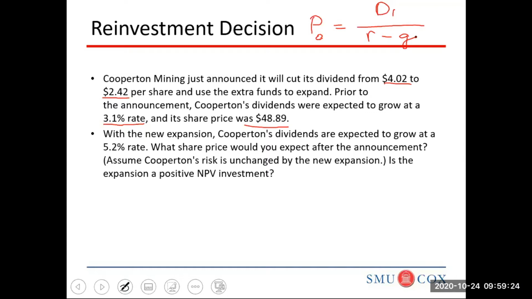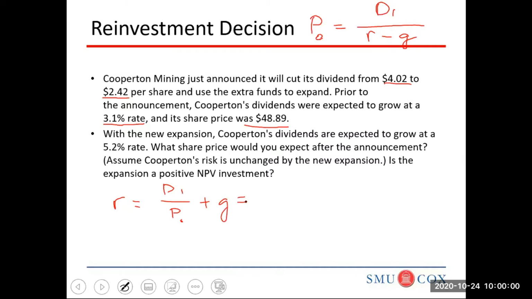So how would we use it in this case? First, wouldn't we have to find R? Yeah, very good. So how do we find it? Let's arithmetically rearrange the formula. So what's the formula for R? If you take the dividend over your price and then you add your growth. Perfect. And let's plug in the numbers.